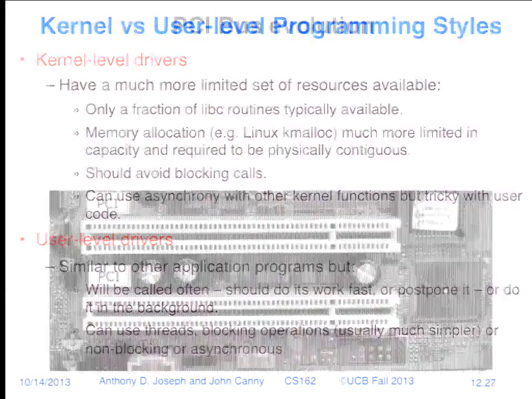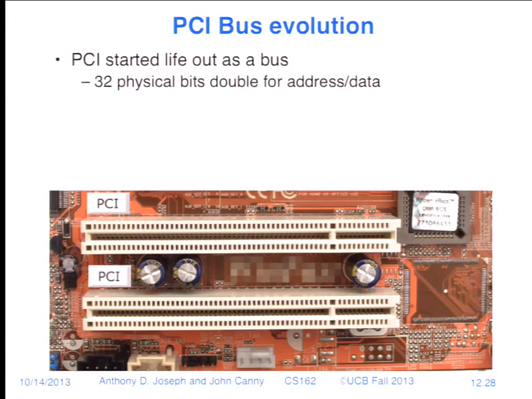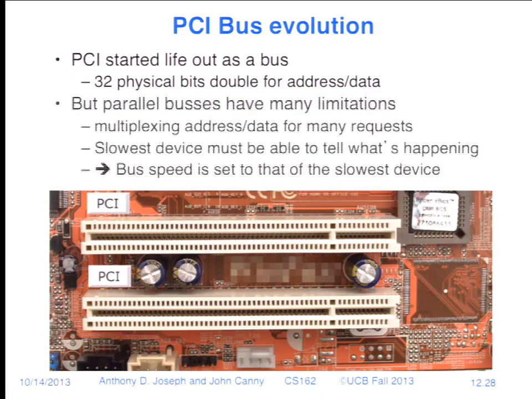Okay, so quick summary of PCI bus evolution. So although we're not interested in the hardware, an interesting aspect of the hardware is that it's changed a lot. It did start out life as a physical, i.e. a parallel bus, with 32 bits for address and data.